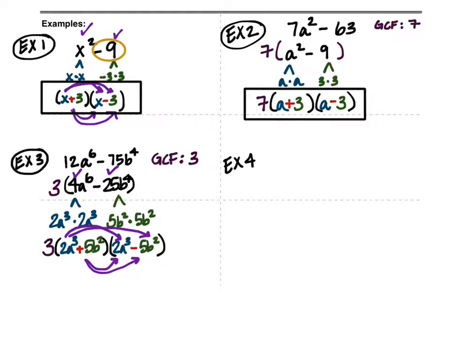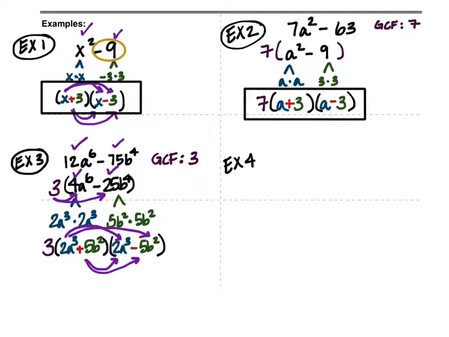Now if I distribute the 3 through, I would check to see, does this give me back the 12a to the 6th? And in fact it does. And over here, does this give me back the negative 75b to the 4th? And yes, again, in fact it does. So lots of checking is going on throughout this process. So make sure that you are checking your work.